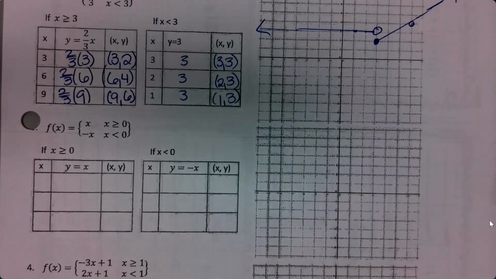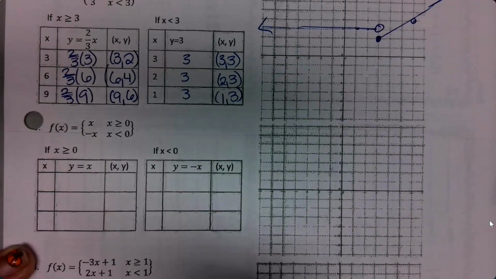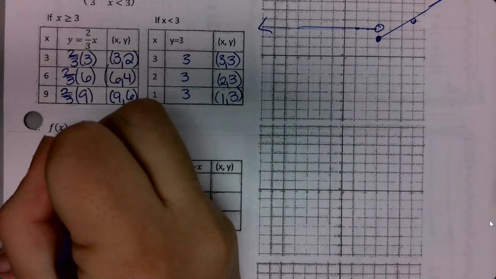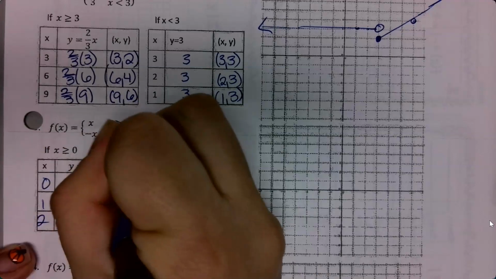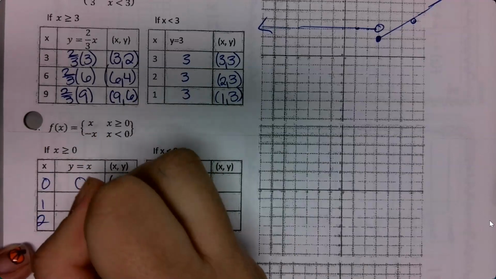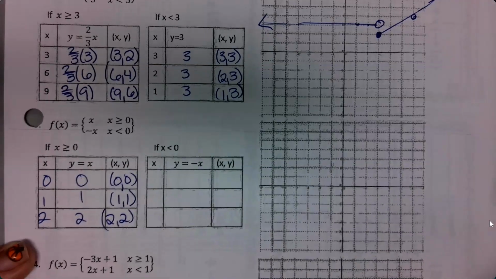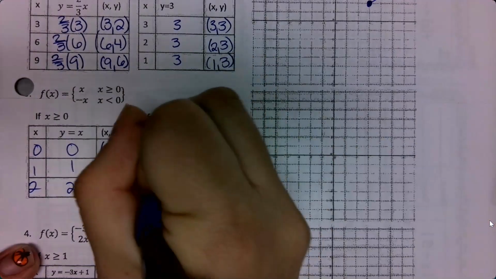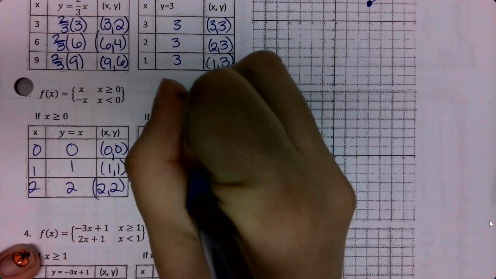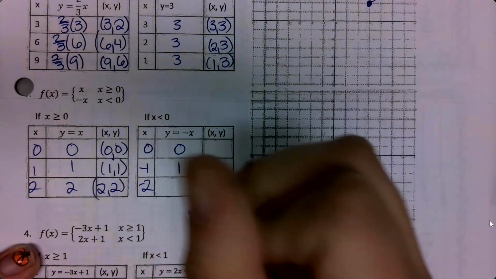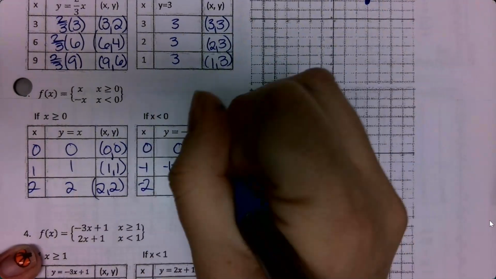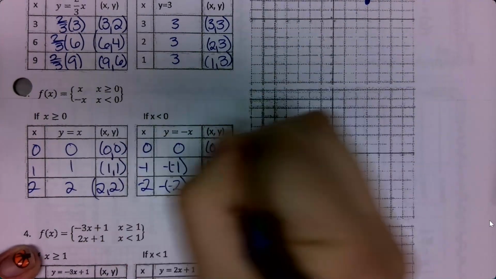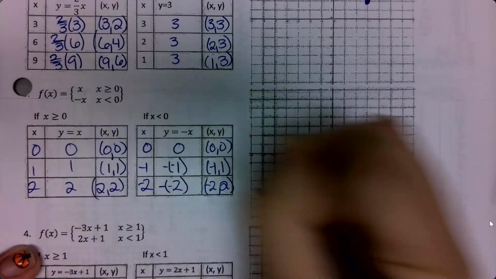This one, I get to come up with my own values. I want x's greater than or equal to 0, so I'm going to do 0, 1, and 2. And then my y value is just my x value. So I'm going to have 0, 0, 1, 1, 2, 2. Then over here, I'm doing less than 0, so I'm going to still pick 0, and then I'm going to count down. So I'm going to do negative 1, negative 2. So negative 0 is 0, negative 1 is 1. Negative 2 is 2.